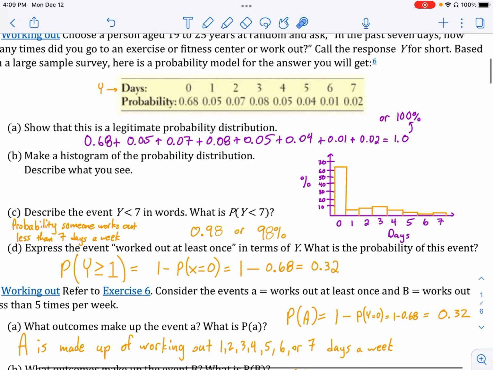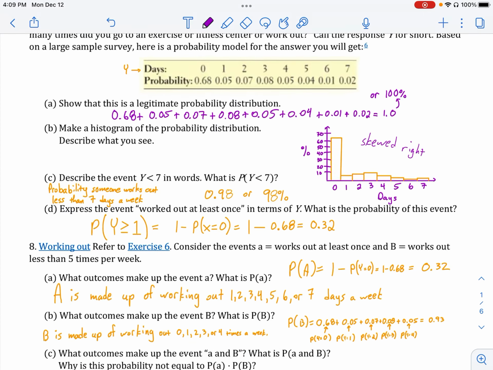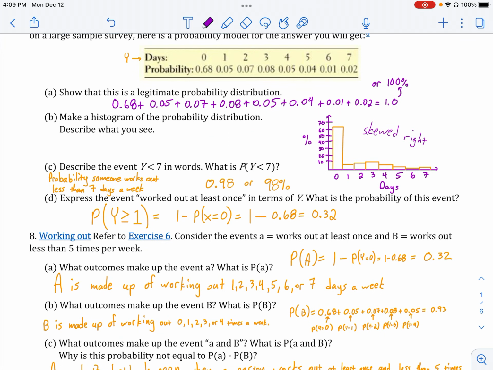Making a probability distribution again. This time I put the percents on the side because that is what I was given. Days on the bottom, percents on the side. 68% is far larger than all of these, so it makes sense that you have this really tall bar at the beginning. You could say that this would be skewed heavily to the right.